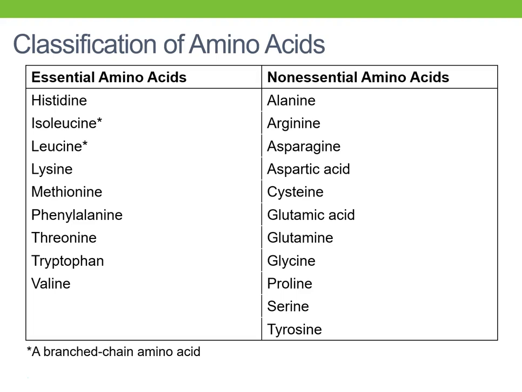So our essential amino acids are histidine, isoleucine, leucine, lysine, methionine, phenylalanine, threonine, tryptophan, and valine. Our non-essential amino acids are alanine, arginine, asparagine, aspartic acid, cysteine, glutamic acid, glutamine, glycine, proline, serine, and tyrosine.